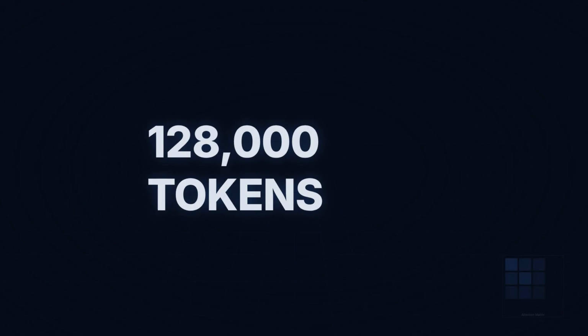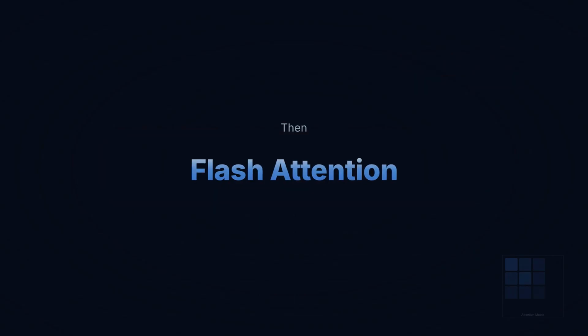Before 2022, a 128,000 token context window was physically impossible. Not impractical. Not expensive. Impossible. One attention layer at that length needs 32 gigabytes just for intermediate calculations. A full model needs 32 terabytes. Then flash attention showed up.